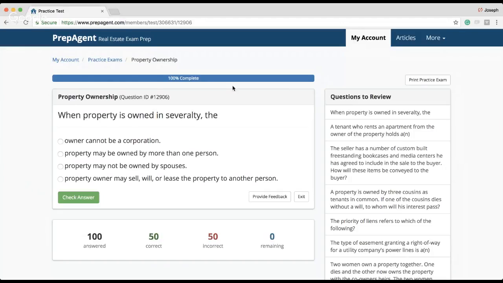Okay, when property is owned in severalty, A, the owner can be a corporation. B, property may be owned by more than one person. C, property may be owned by spouses. D, the property owner may sell, will, or lease the property to another person. What do you guys think the answer is?